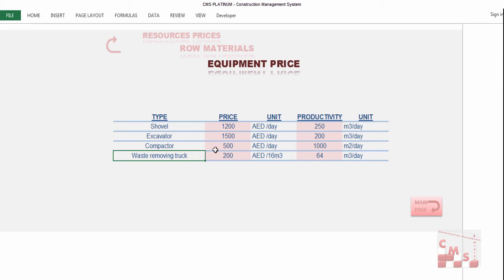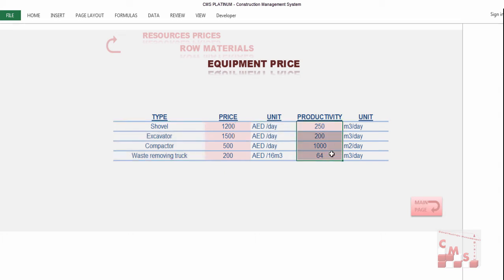What you will do, you will insert here the price to rent this per day: shovel how much per day, excavator how much per day, compactor how much per day, and for the trucks how much per trip. This trip is considered here as 16 cubic meters. Plus you will also provide the productivity for each type of shovel according to your soil type.